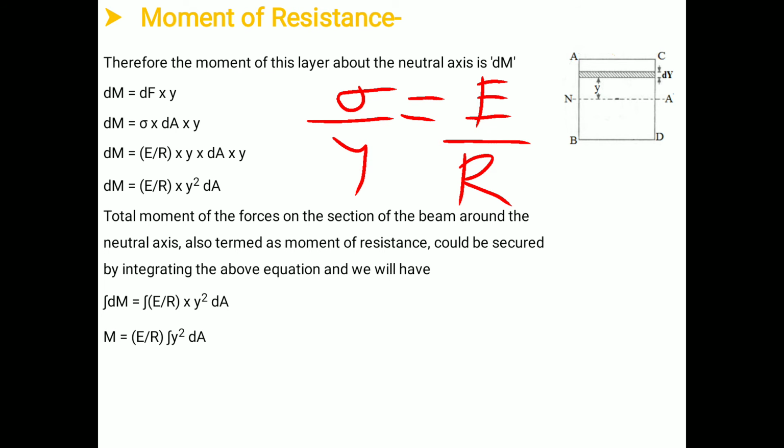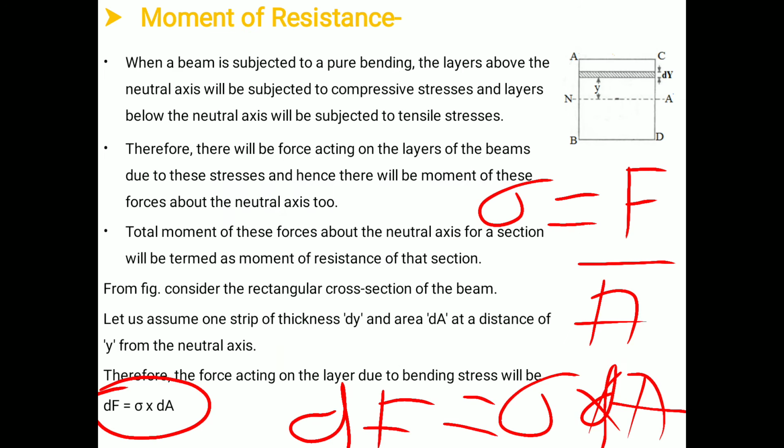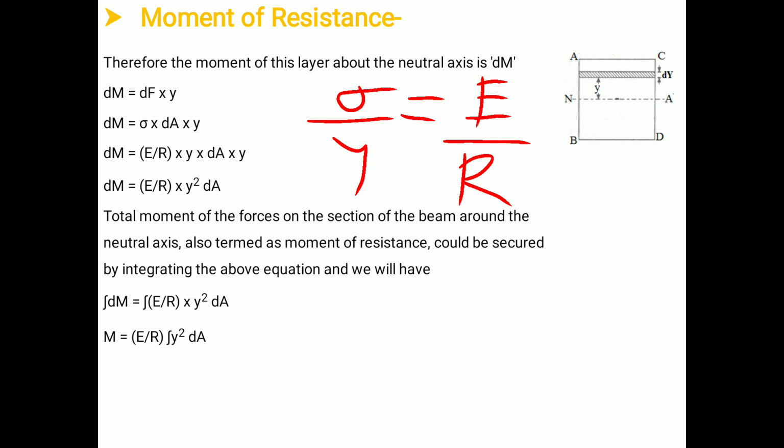But as already calculated, sigma upon y is equal to E upon R, so from this equation we have sigma is equal to E upon R into y. On putting this value into this equation, I have dM is equal to E upon R into y into dA into y. Therefore, the value of moment on a small strip is given by E upon R into y square dA.